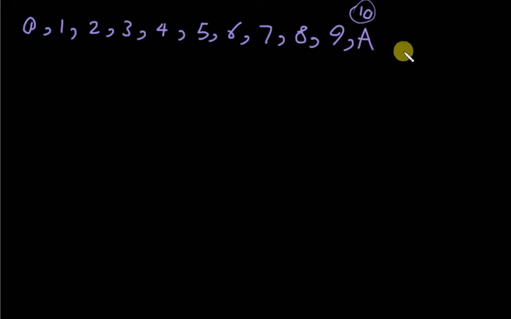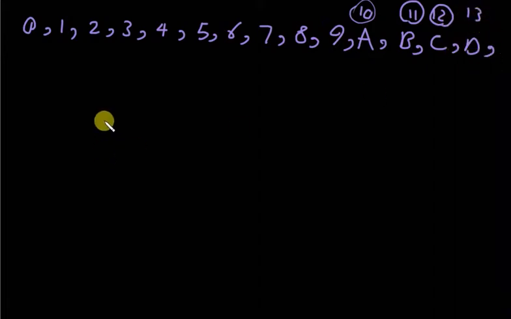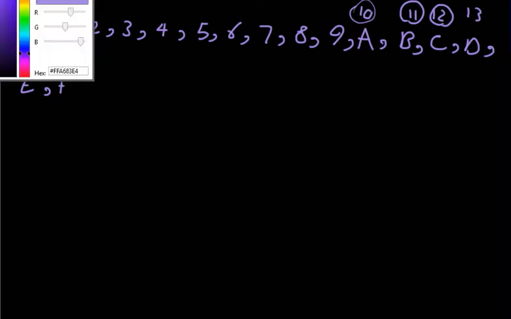So then this is going to be A, and then B, which is 11, and C, which is 12, and D, which is 13, E, which is 14, and F, which is 15. And then if we start from 0 to F, those are 16 places for numbers.